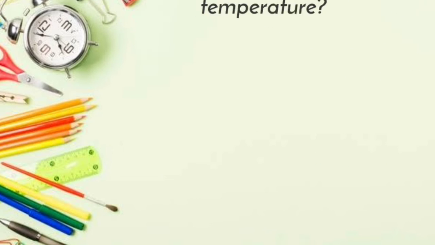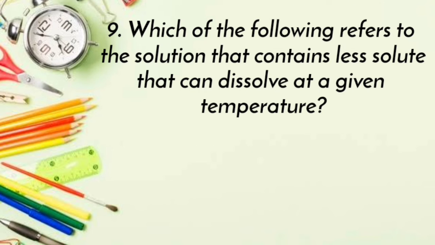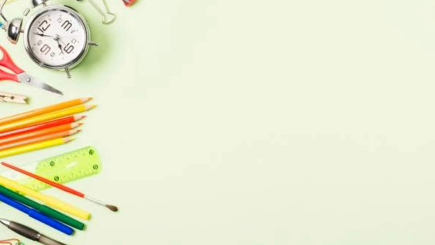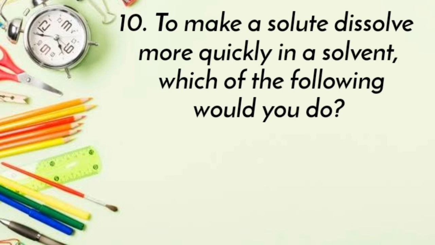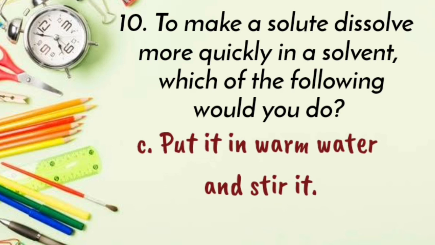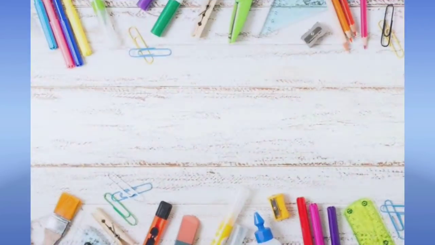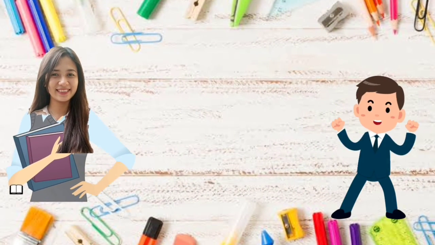Number 9. Which of the following refers to the solution that contains less solute that can dissolve at a given temperature? Correct answer is letter D, unsaturated solution. And for the last question, to make a solute dissolve more quickly in a solvent, which of the following would you do? And the correct answer is letter C. Put it in warm water and stir it. There you have it. Good job, students!